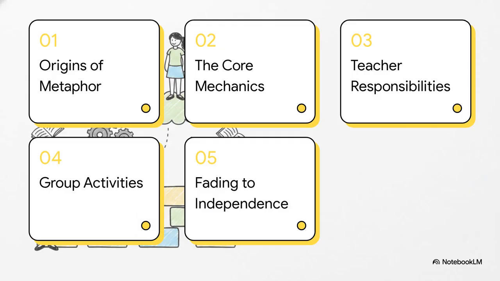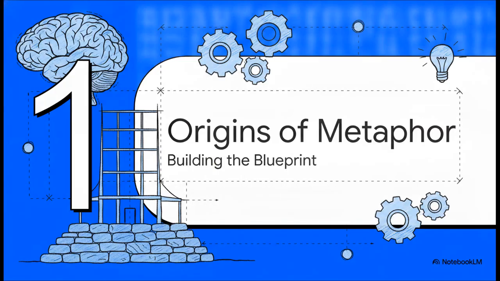Here is our roadmap for this explainer. 1. Origins of the metaphor. 2. The core mechanics. 3. The teacher's responsibilities. 4. Monitoring group activities. And 5. Fading to independence. All right, let's kick things off with Section 1. Origins of the metaphor, building the blueprint.